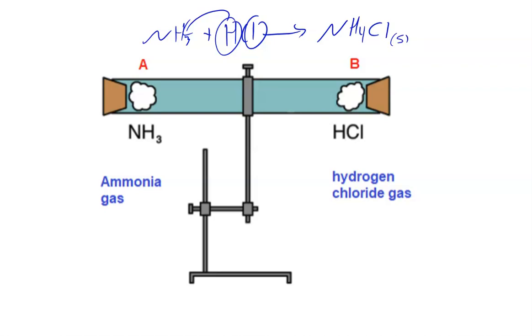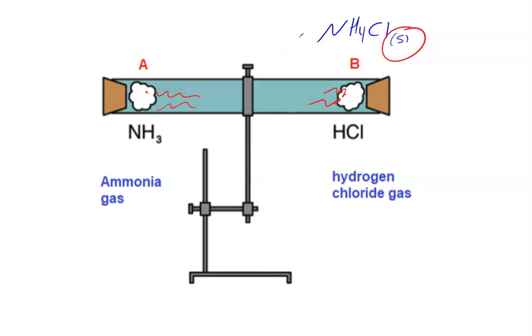So you'll end up forming a ring where the gases coming off here and the gases coming off here meet. Wherever the ammonia and the acid meet, it's going to form a solid. And a solid is pretty easy to see.